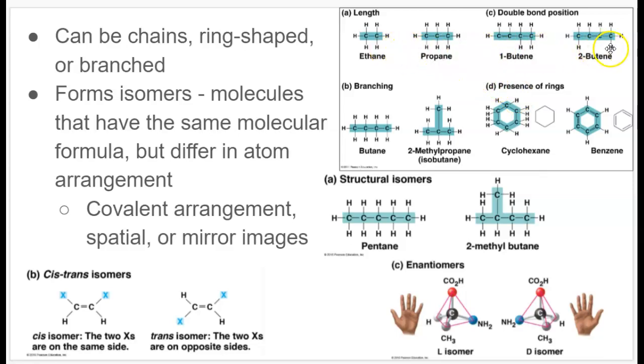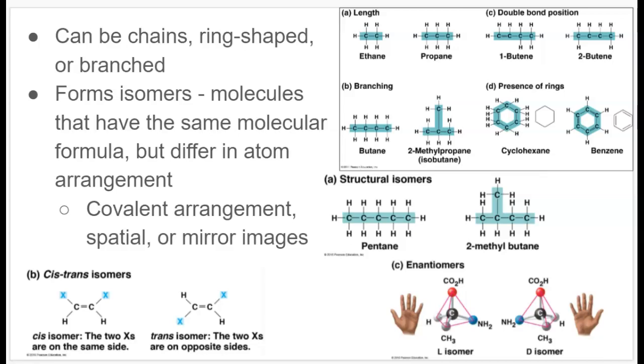So all of these right here would be chain structures. It can form ring shapes, which are basically these circles, or it can be branched, so it can branch out and have different parts to it. Carbon can also form something called an isomer, and isomers are molecules that have the same molecular formula.